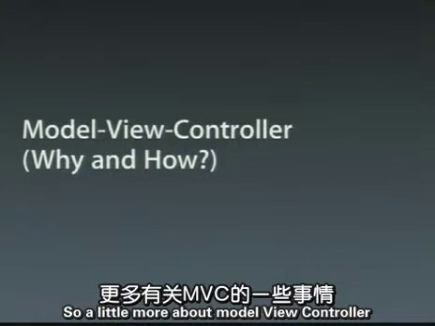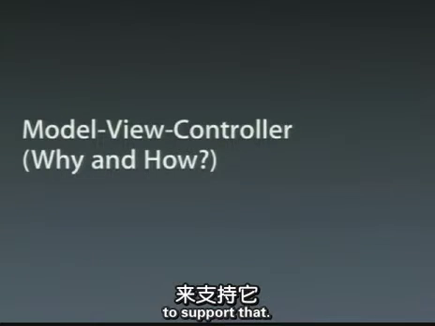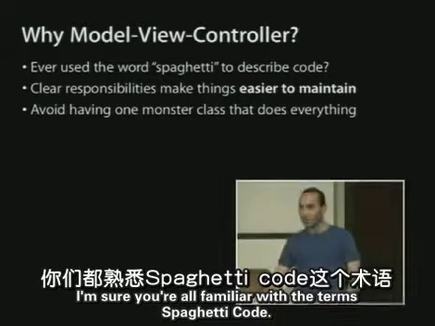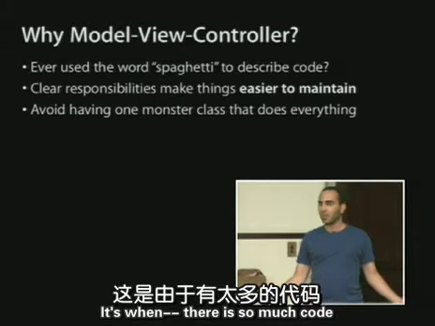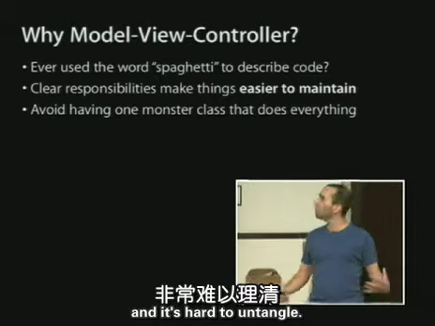So a little more about model view controller. Well, why do you want it, and how do you build your application to support that? I'm sure you're all familiar with the term spaghetti code. Everybody knows spaghetti code, right? It's when there's so much code and everything's referencing everything else, and it's hard to untangle.